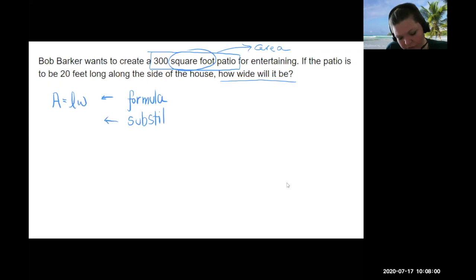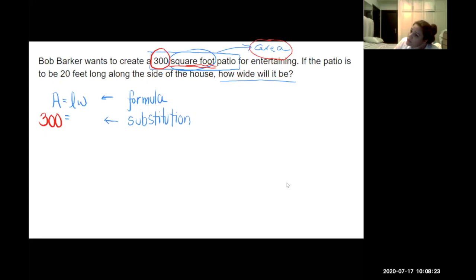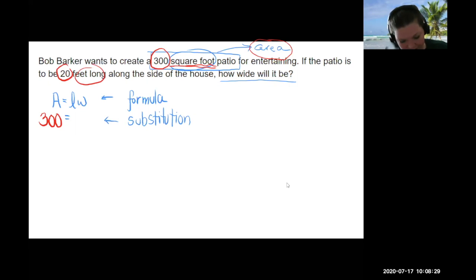So what do we know, you guys? The 300 is the area. Beautiful. The 300 is the area. And even though they didn't say it was the area, Manal knows that because they said it was 300 square feet. Area is always measured in square units. Wonderful. So I'll plug in 300 underneath that A. Where that A used to be, we'll now see a 300. What else do we know? The length, 20. Beautiful. They tell us that the length, the patio is going to be 20 feet long. So we know that the length is 20.